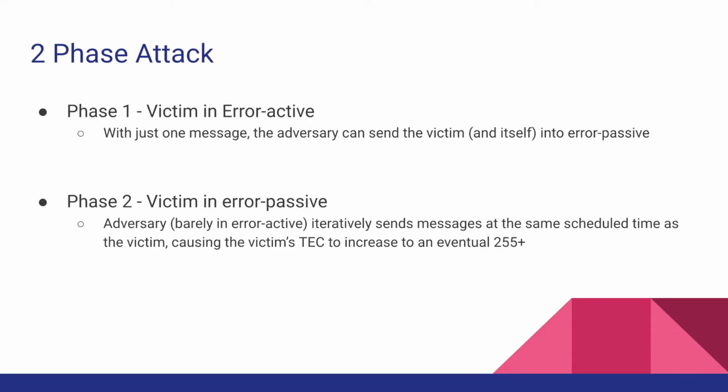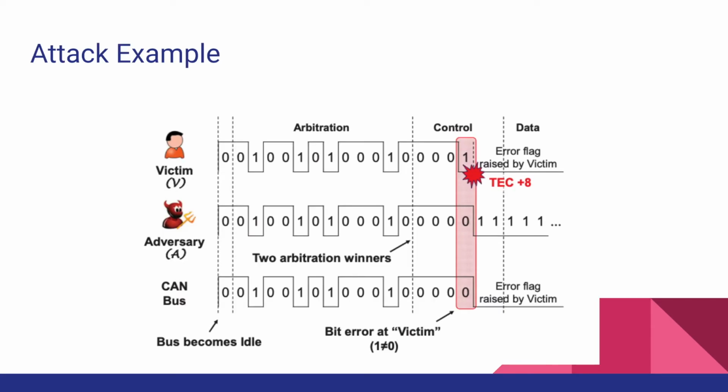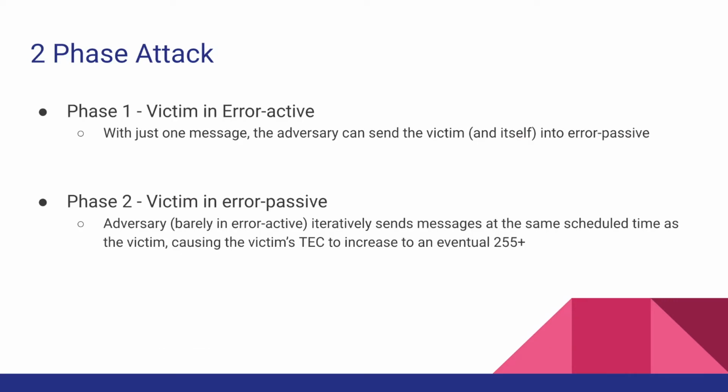And phase 2 is when the victim is in error passive mode. After the victim goes into error passive mode, meaning that its TEC counter reaches above 127, the victim will still be sending bits onto the bus. So instead of forcing that stuff error, as we saw in the last slide, by sending 5 ones in a row, the adversary will just send a normal message until it's finished. That way, it will reduce its TEC counter by 1, which will keep it in error active mode and keep it from going to error passive.